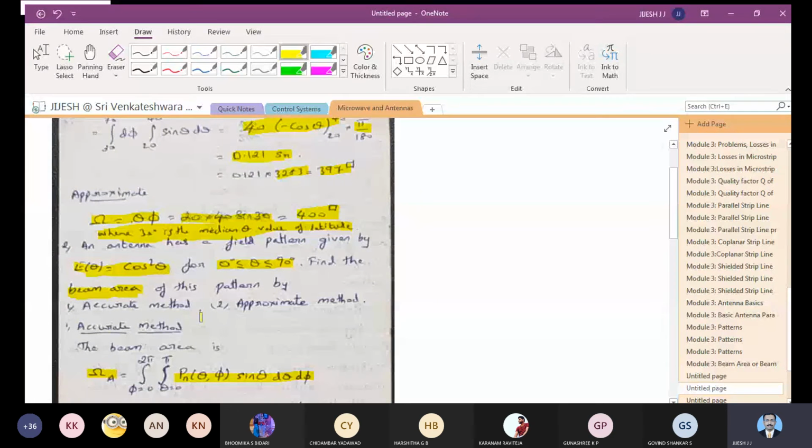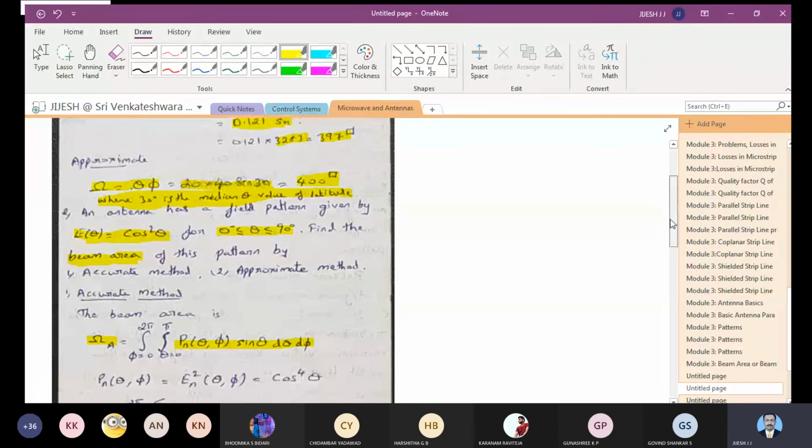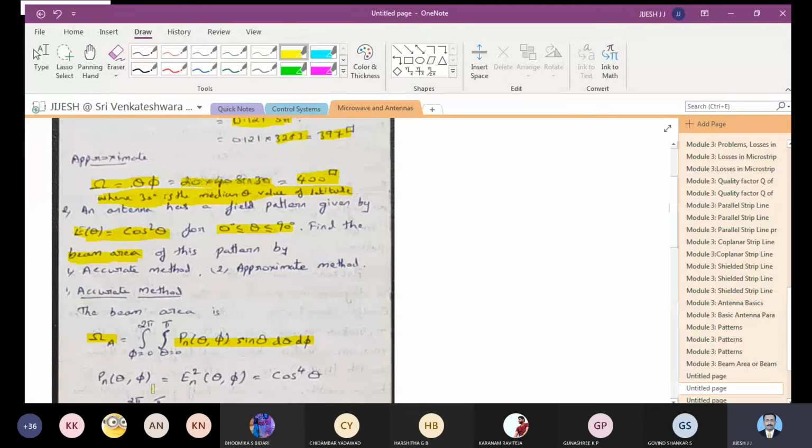So the power pattern Pn theta phi is asked here, but you are given E theta. So you have to go ahead with that. Pn theta phi has to be written as En square theta phi. This is a very important relationship between the power and field.